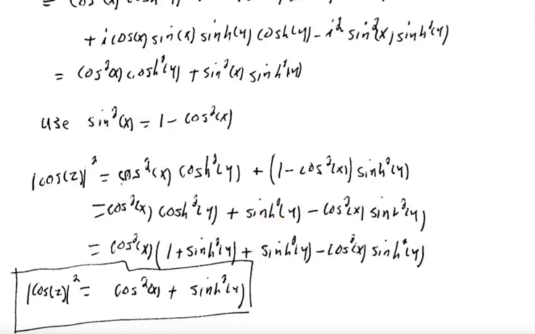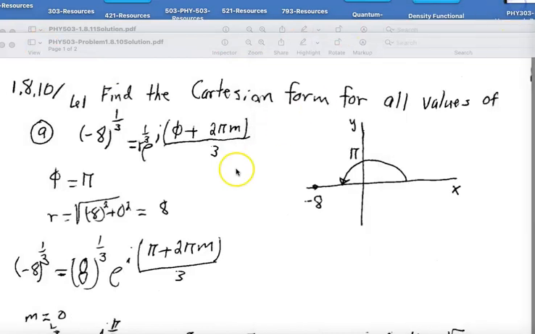Okay, let me go to the next section that I want to get to, which is now parts of problem 1.8.10. I'll just do part A, and you do parts B and C. Find the Cartesian form for all values of the cube root of negative 8. All right, how should you do that? You should realize that negative 8 is a complex number. What are the quantities, though, for that number?